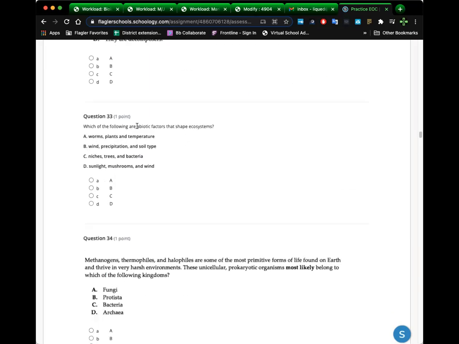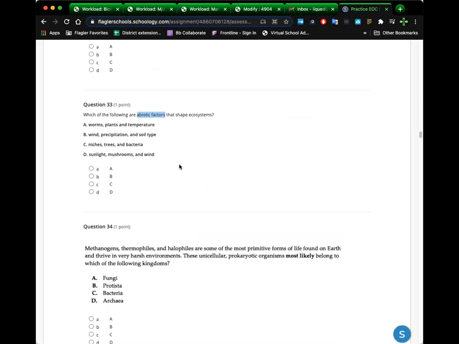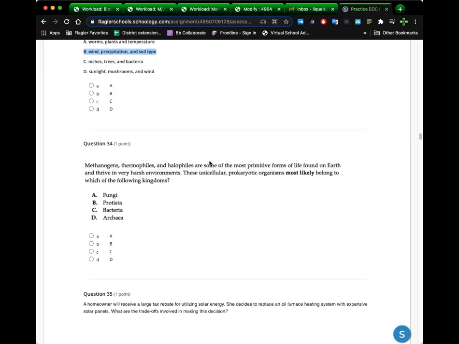All right, abiotic, really simple: abiotic means non-living. So just make sure they're all non-living things. Wind, precipitation, soil type, there you go. Worms are living, plants are living, trees, bacteria, those are living, mushrooms are living, or biotic.